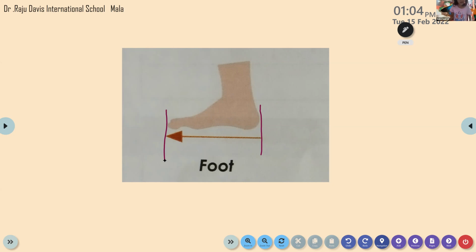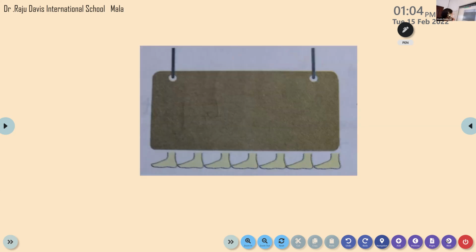If it is only one, we can say foot, or if it is more than one, we can say feet. F-E-E-T, feet. Or we can say foot spans. Here you can see the length of the blackboard is measured using the foot. Darshak Unnikrishnan, how many feet is the length of the blackboard?